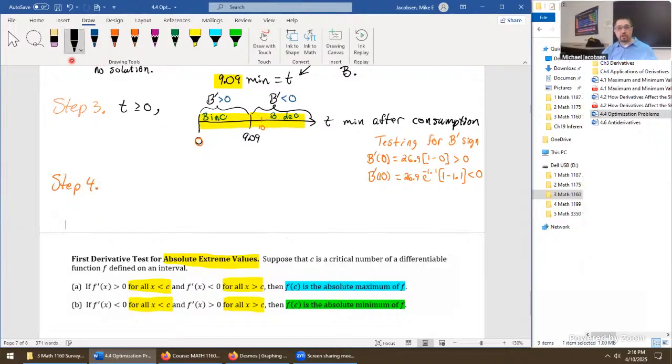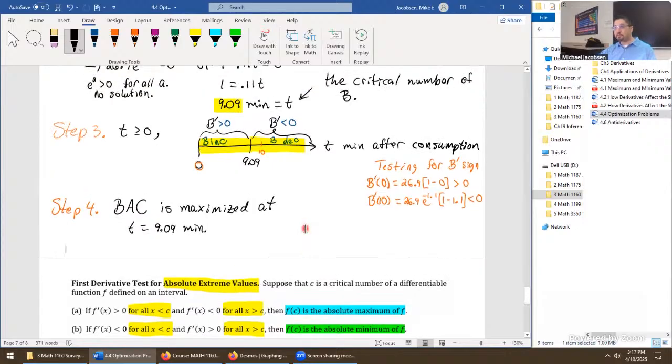We can now make a strong conclusion and say blood alcohol concentration is maximized at t equals 9.09 minutes. So if your friend takes a shot, you know you have about that much time before some really noticeable behavior changes, probably sooner, but that's when it peaks. Any questions at all, folks, on getting through this problem here?